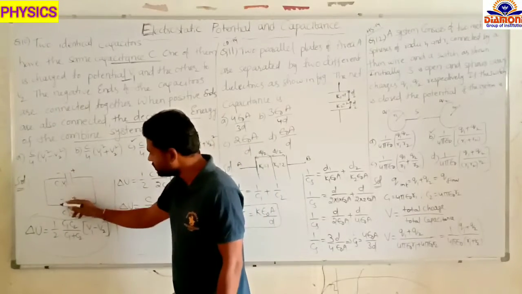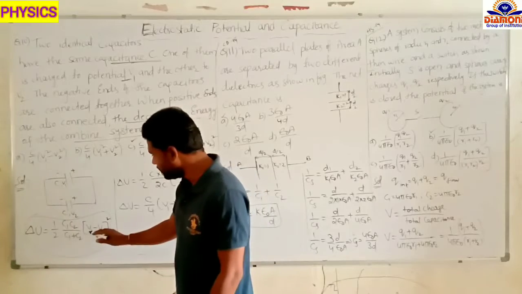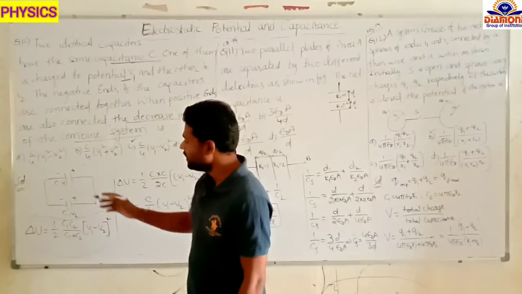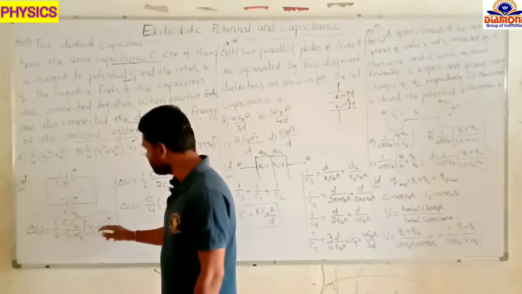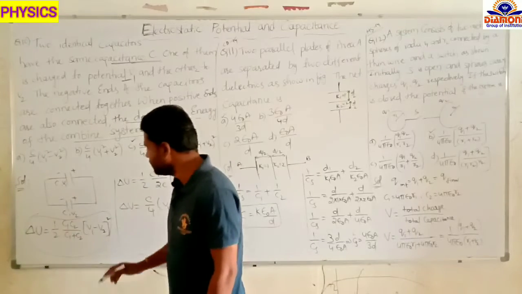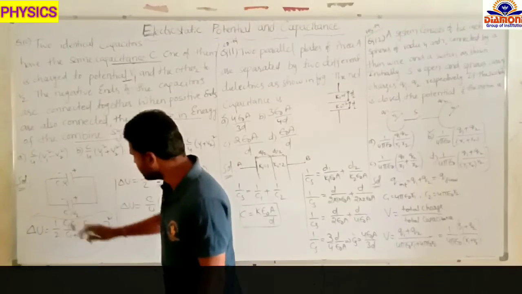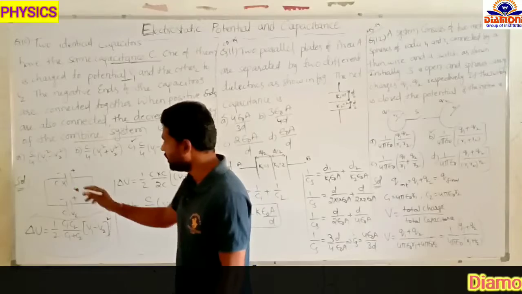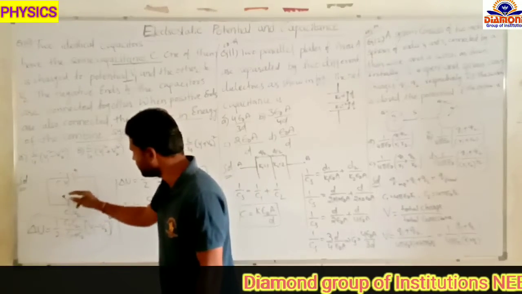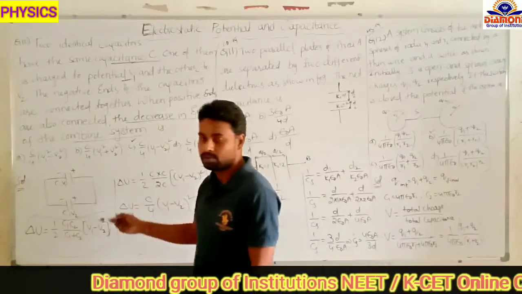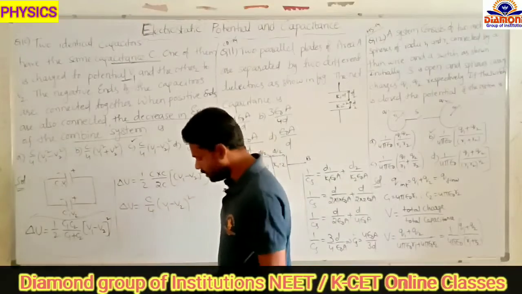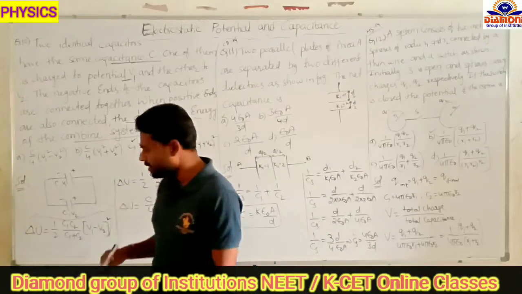Here like charges are connected, so we get (V1 minus V2) whole square. If unlike charges are connected, (V1 plus V2) whole square. The remaining term is the same. If like charges are connected, V1 minus V2 whole square; if unlike, plus and minus connected, then we get V1 plus V2 whole square. Remember this formula, and next substitute the values here.